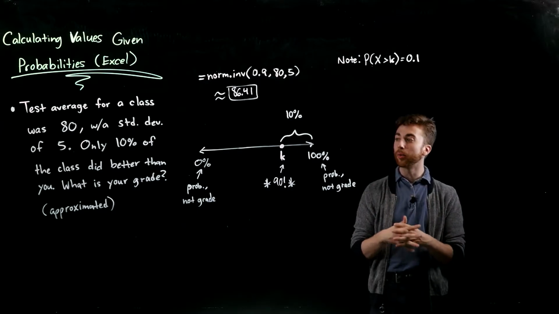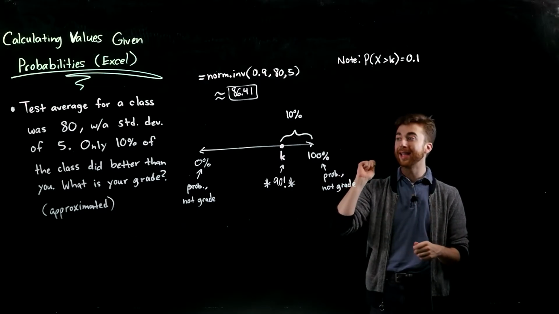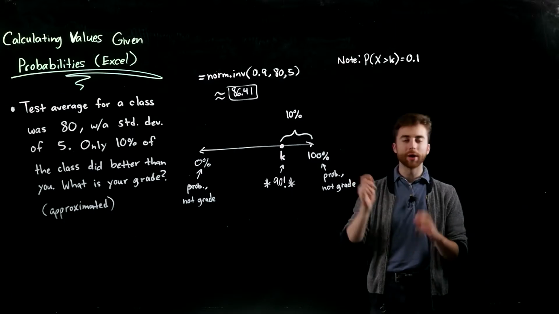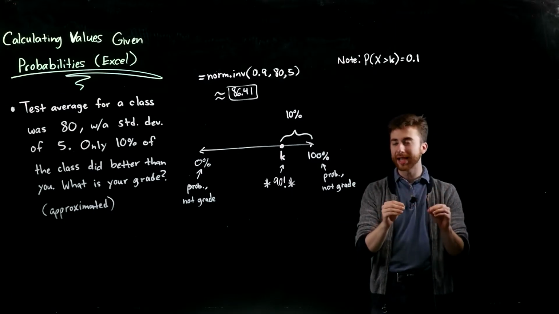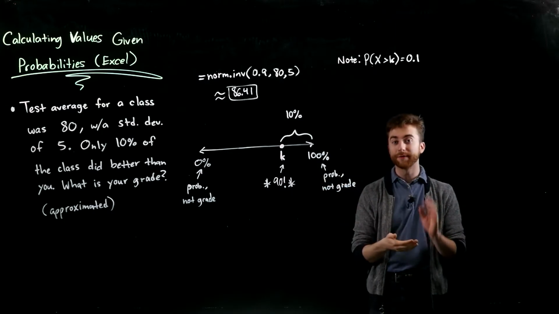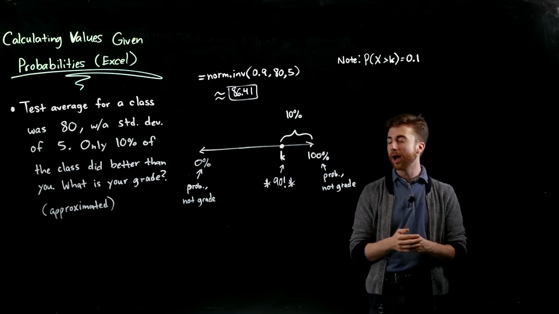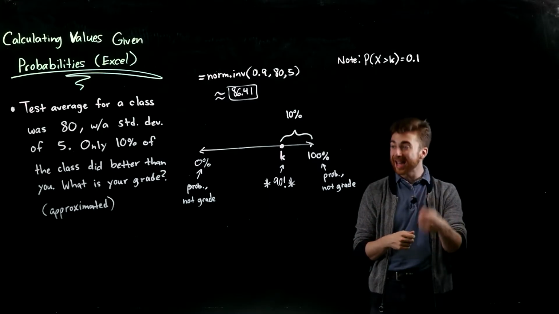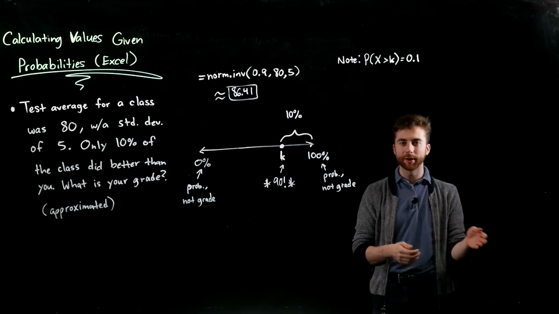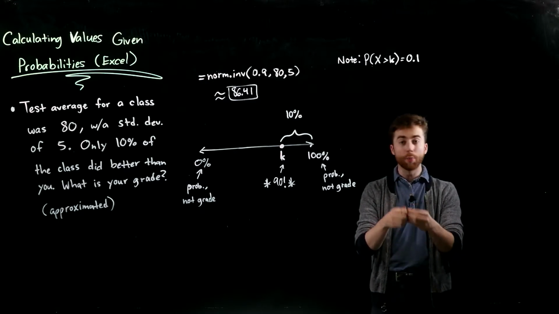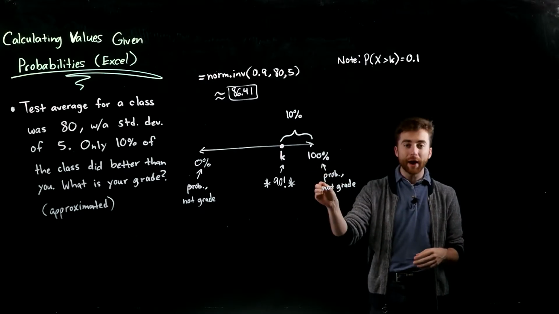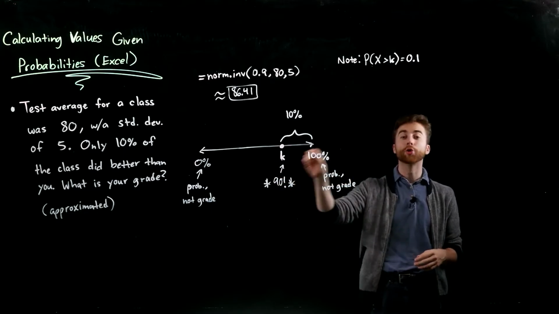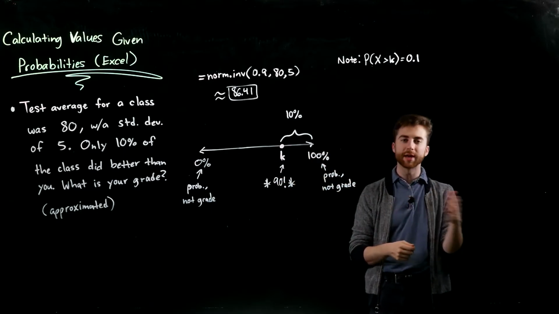So you can see that we are given values. We're given an 80 as the average test grade, not your specific test grade, a standard deviation of 5 points on the test, and we are given that 10% of the class did better. So we're given a probability, and what are we looking for? A specific value tied to that probability, what your grade is, given that only 10% of the class did better than you.